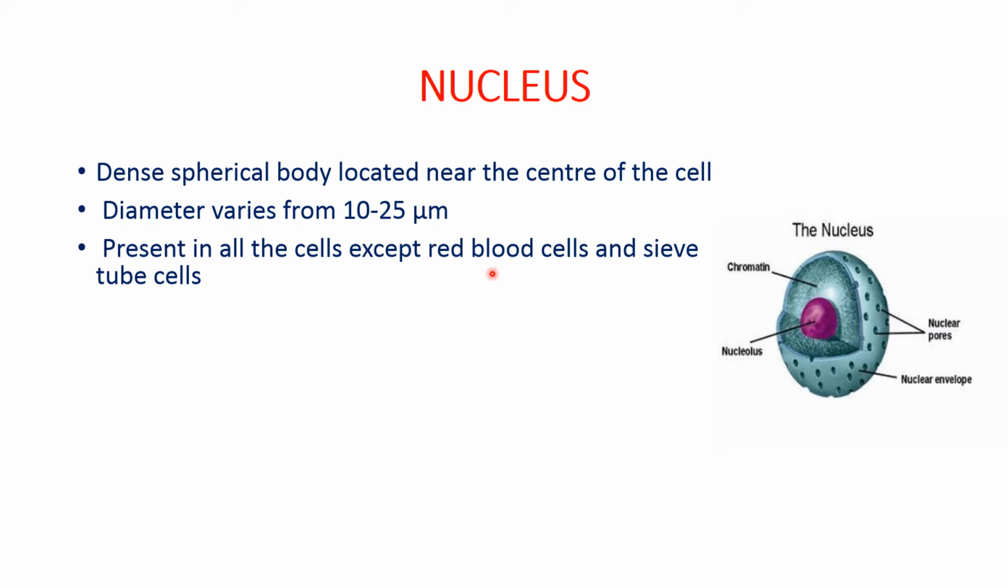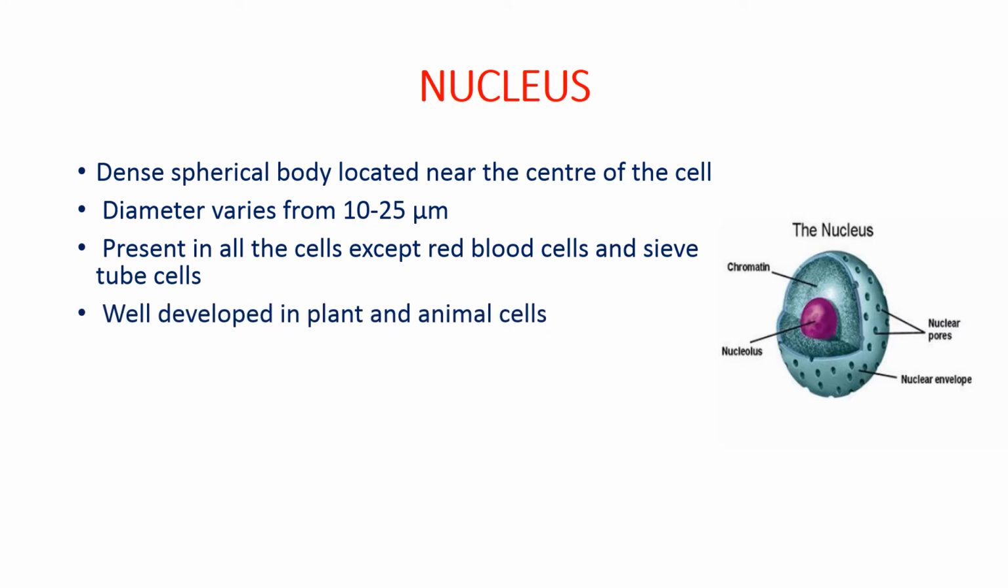So why are they absent in red blood cells? We know the function of the red blood cell is to carry oxygen and to supply oxygen to all the parts. If a red blood cell contained a nucleus, it itself would utilize some of the oxygen. So it does not have a nucleus. I will mention mature red blood cell lacking nucleus. So red blood cell and sieve tube cell in plants, they do not have a nucleus.